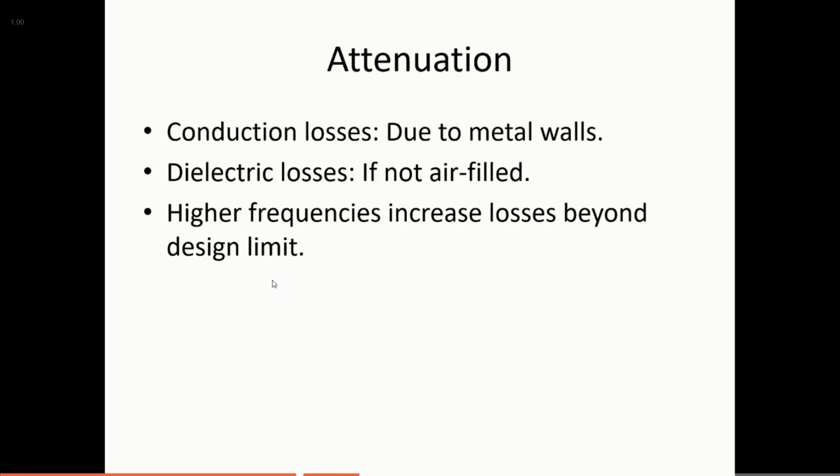Then comes attenuation. Although waveguides are efficient, they still have some attenuation, such as conduction losses and dielectric losses. So what is conduction loss? Conduction loss happens due to imperfect conductivity of the metal walls, and dielectric losses happen when the waveguide is filled with a material instead of air. Attenuation is lower at higher frequencies, but it also increases if the frequency is too high and beyond the waveguide's design.